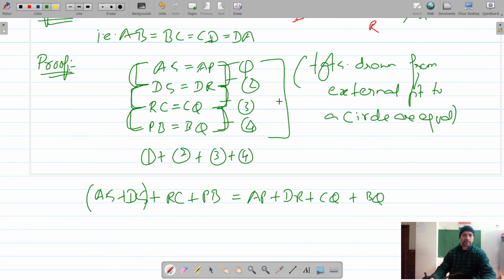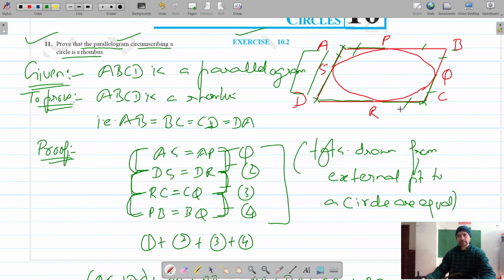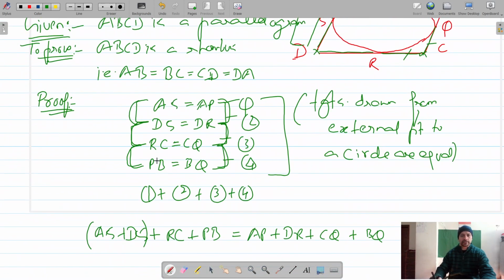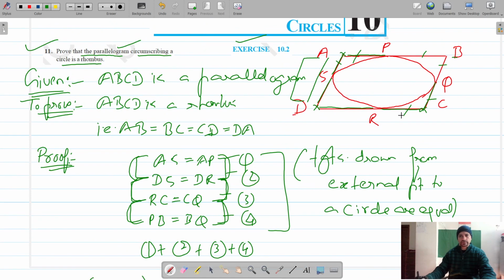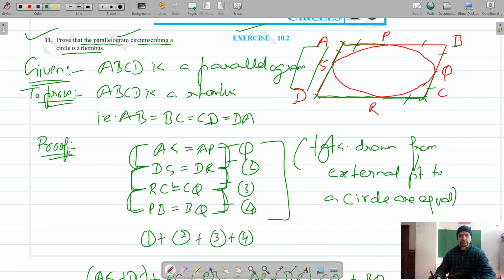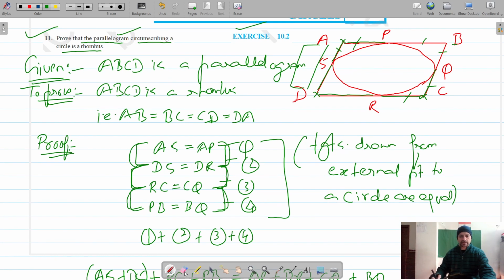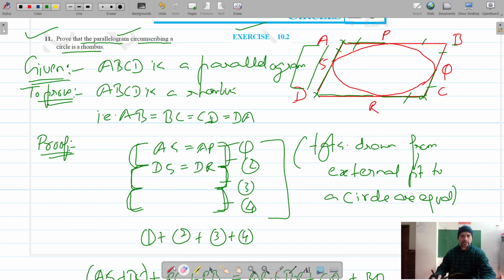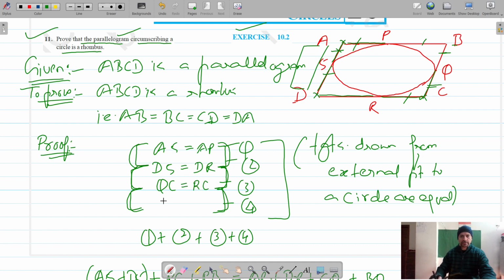So AS and DS can be clubbed, and RC and PB. RC and PB is not what we were supposed to write. So it's AS and DS. AS is equal to AP, DS is equal to DR, and instead of RC, it should be, let me just interchange them. I will just interchange them. Okay, so instead of, it's AS and DS, so it should be QC. So QC is equal to RC and BQ is equal to PB.